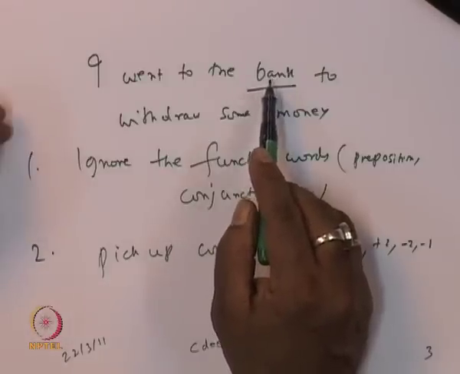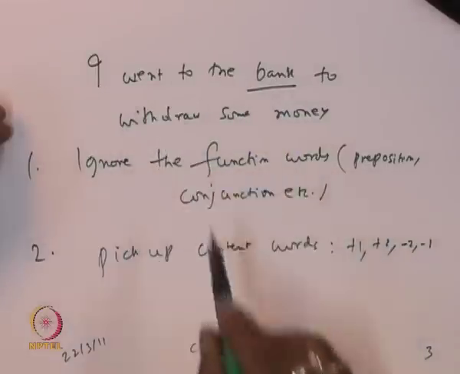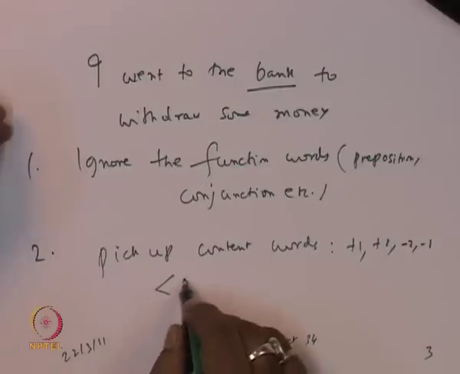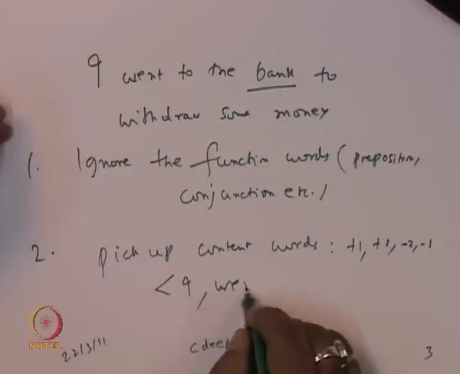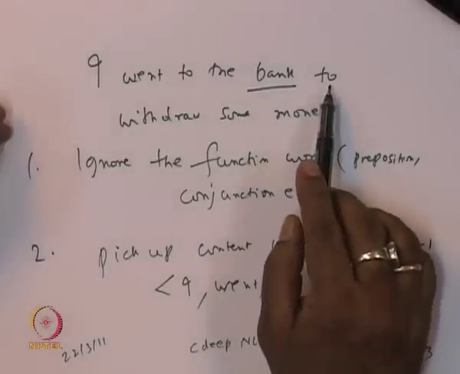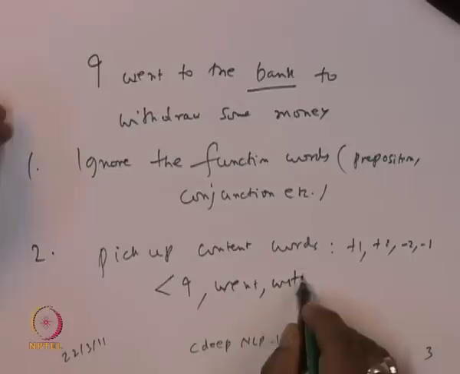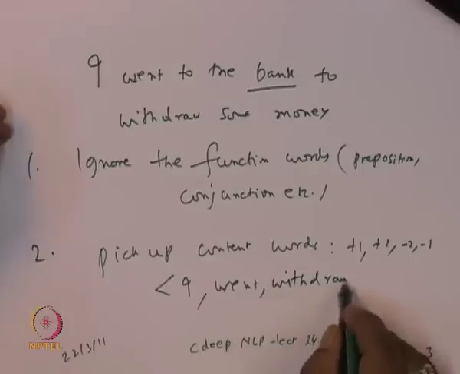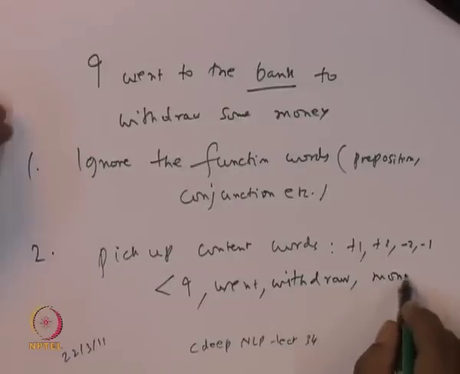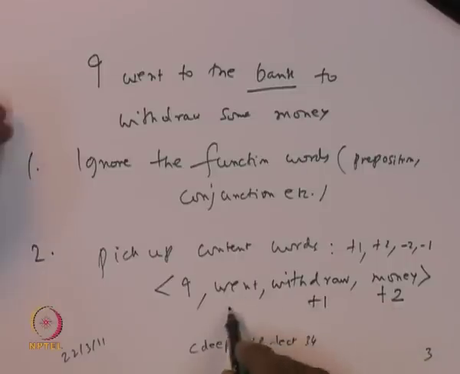then the two content words before it, okay, -2 and -1 are I and went. Okay, and plus 2 would be money and plus 1 would be withdraw. So, withdraw and money. So, this becomes plus 2, this becomes plus 1, this is minus 1, this is minus 2.